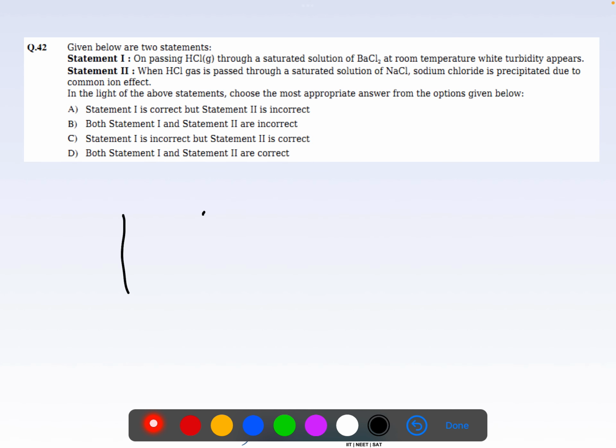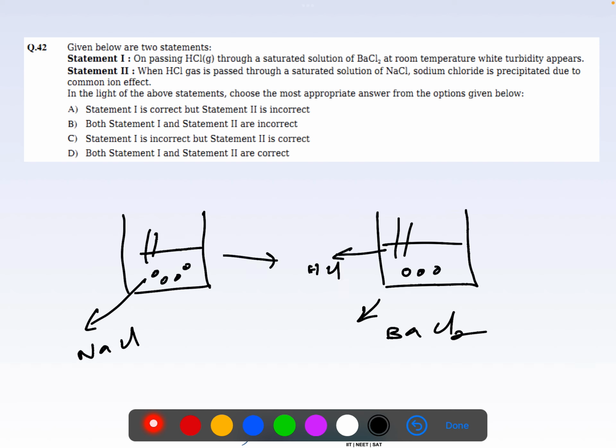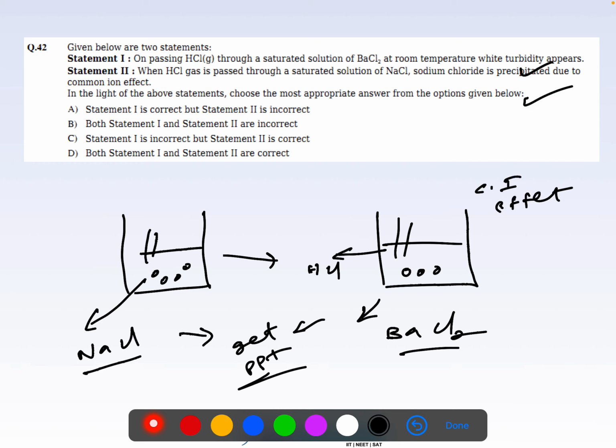So here we have two solutions, NaCl and BaCl2. Through both of these solutions, HCl gas is passed. Okay. So the first statement and second statement both say that on passing HCl, both NaCl and BaCl2 get precipitated, which is correct. They get precipitated because of a concept called the common ion effect. So both the statements are correct.